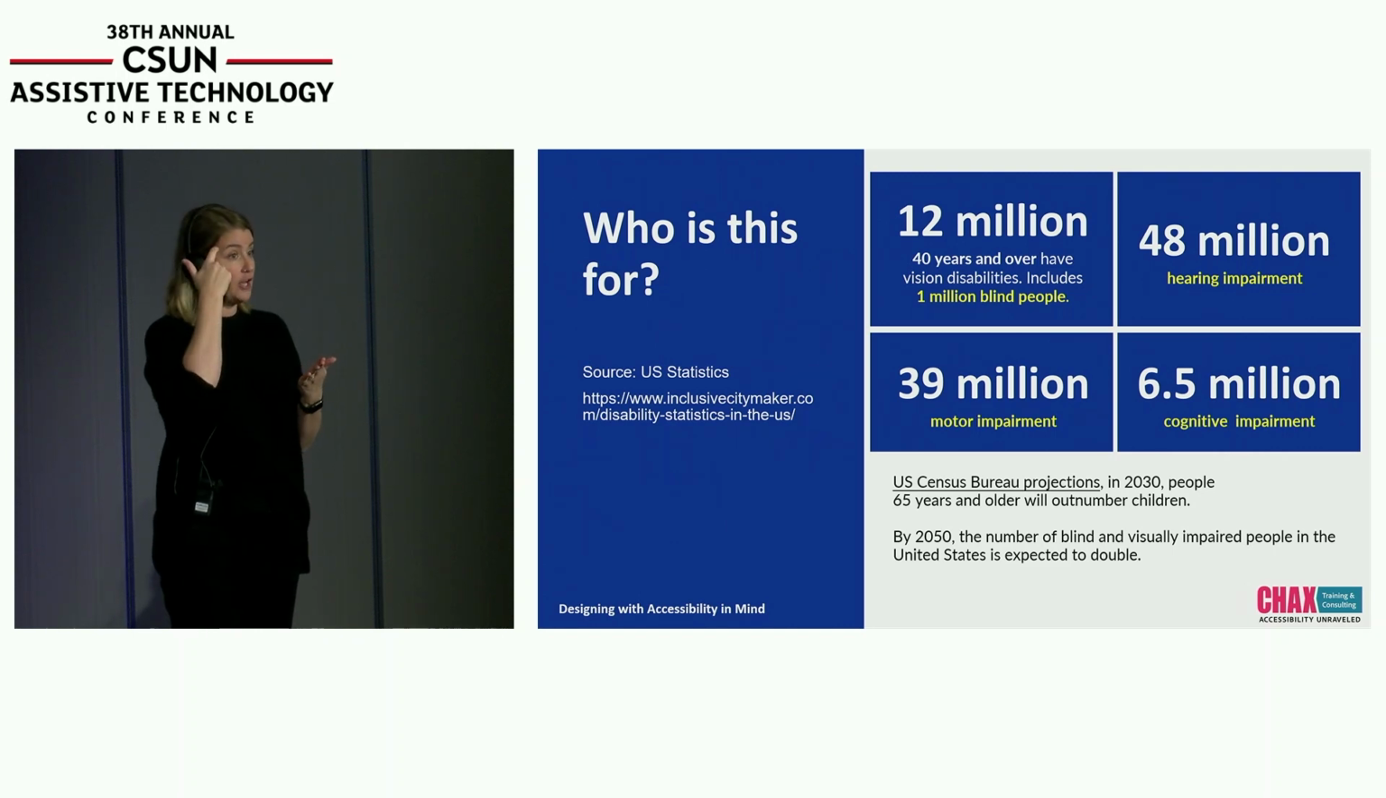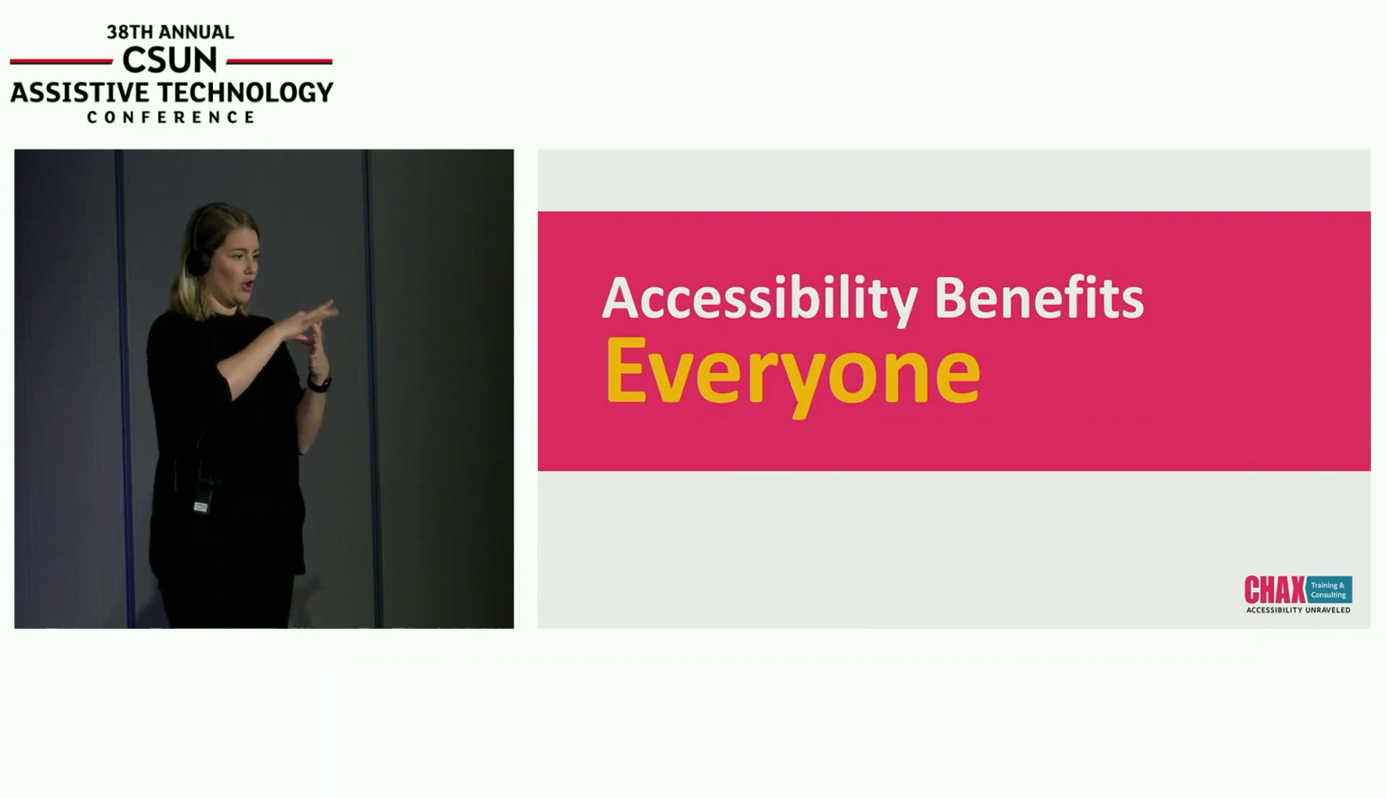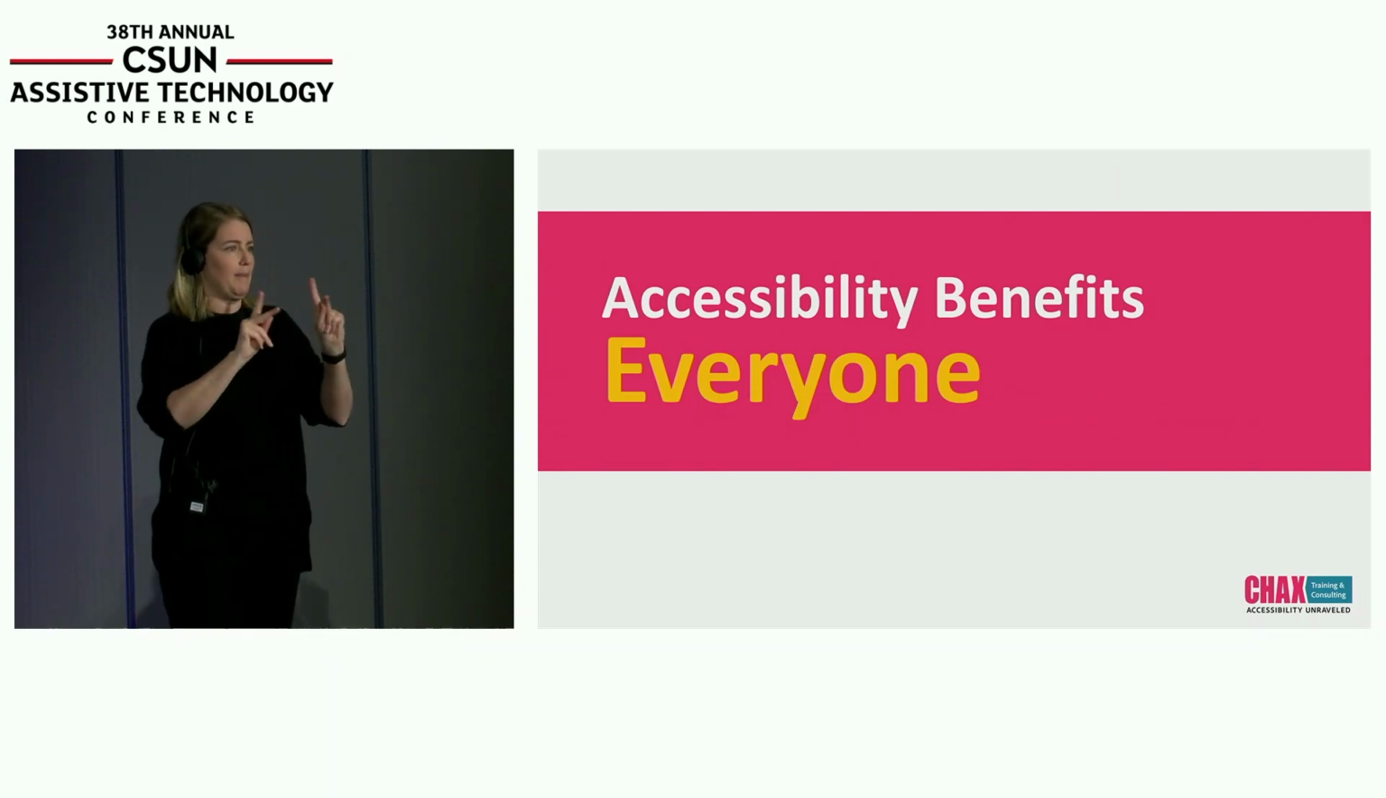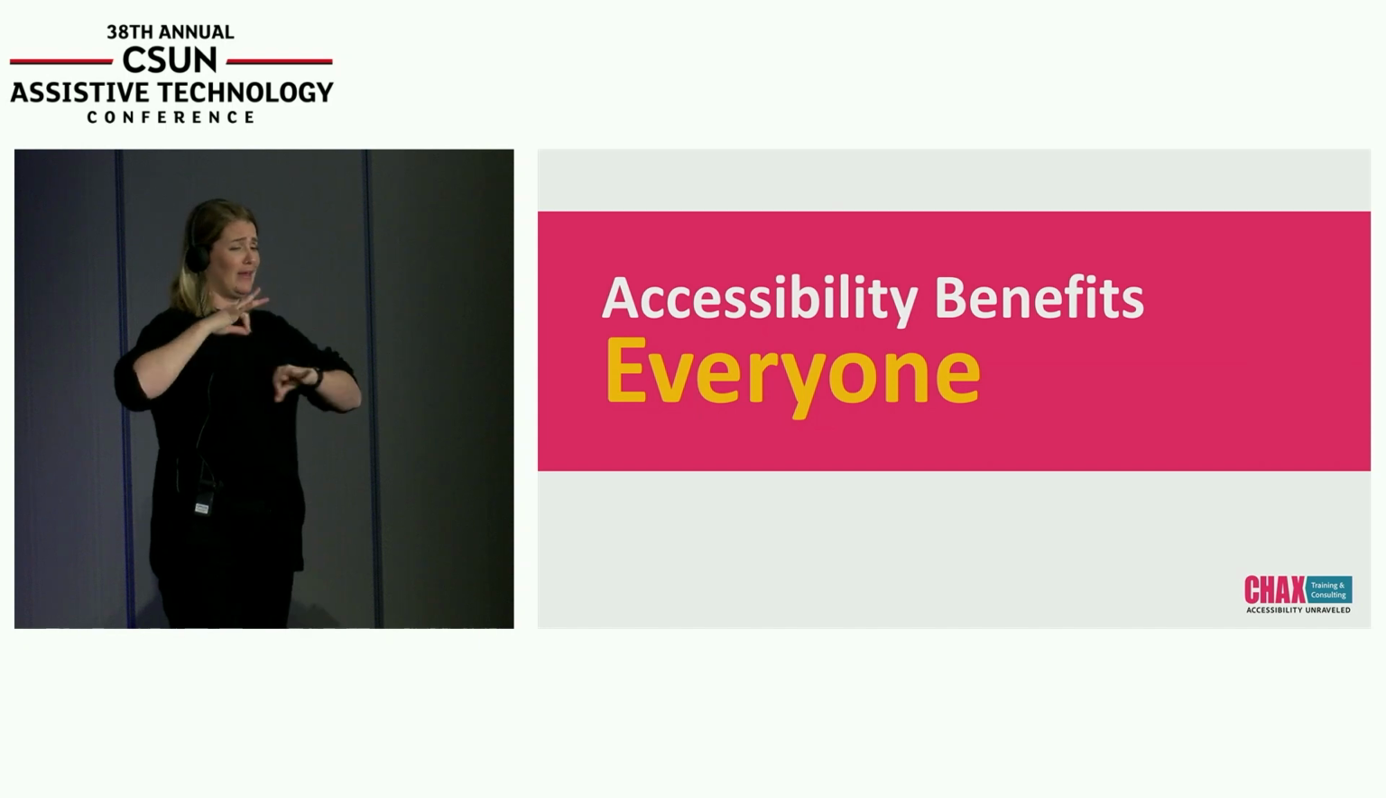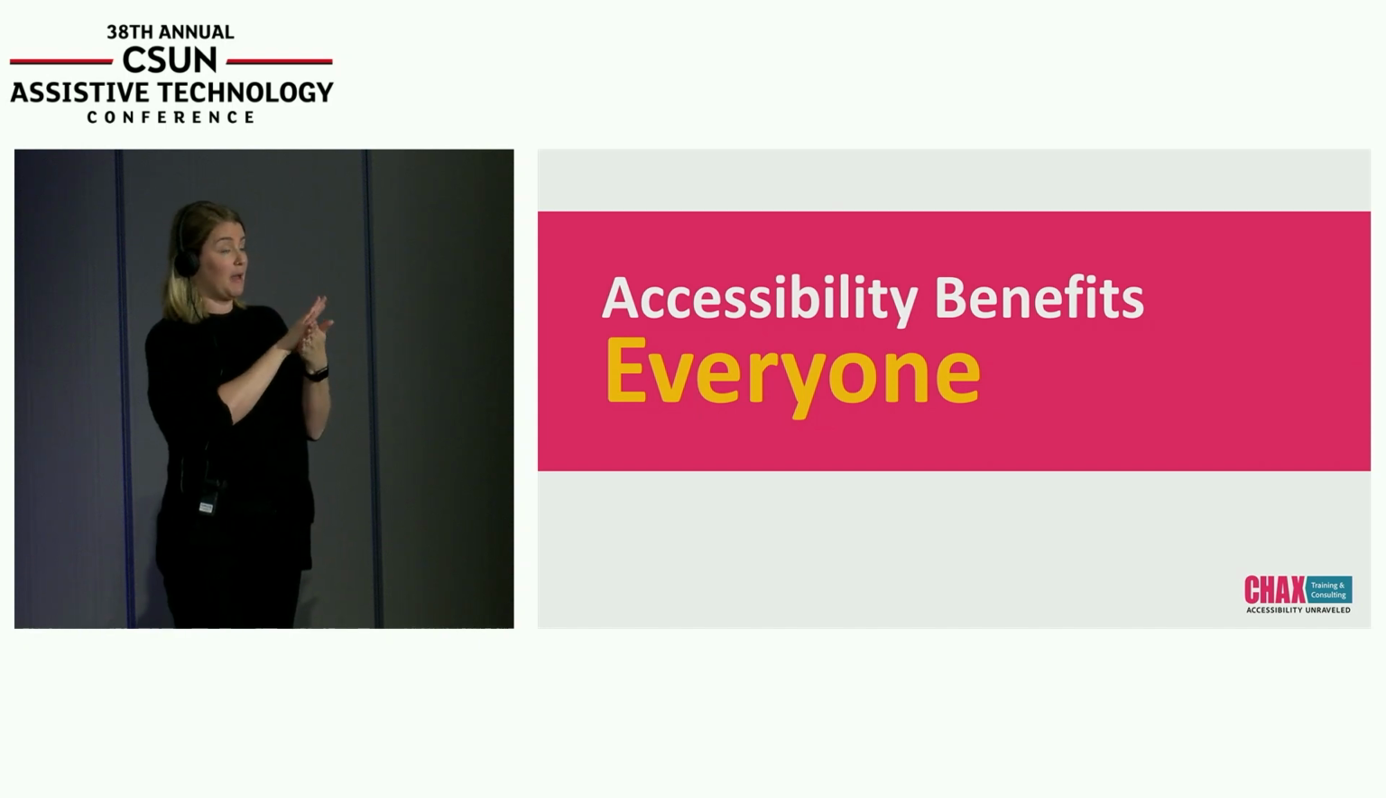The US Census says by 2030, people 65 years and older will outnumber their children. And that by 2050, the number of people who are blind or visually impaired in the United States is expected to double. This is not going away. We need to understand how to design our content to reach more people. And the truth is, accessibility benefits everyone. When you see a document that's well designed, you look and you go, oh, this looks really great. I really love this design.